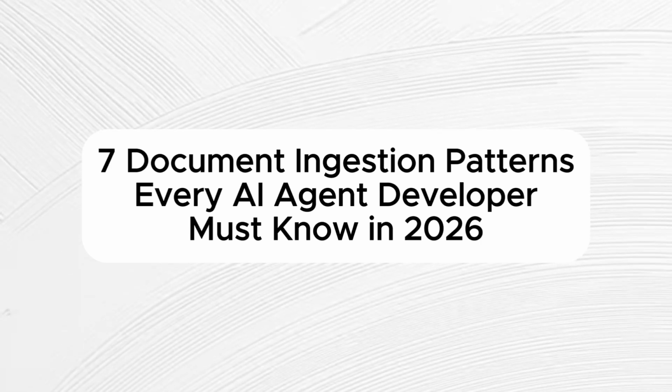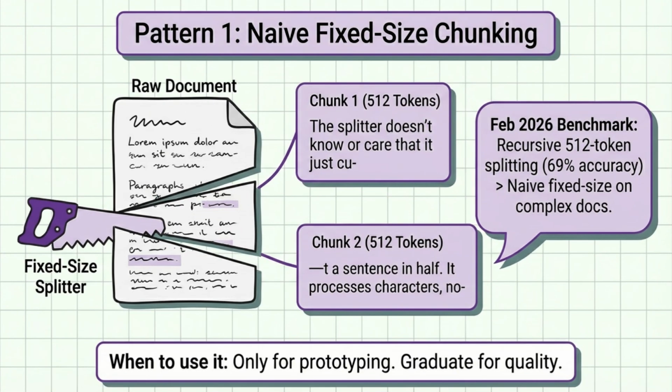To avoid this issue, several ingestion patterns have surfaced over time. Here's what they are and when to use them. Pattern 1. Naive fixed size chunking. This is where almost everyone starts, and it's worth understanding exactly what it does and doesn't do.